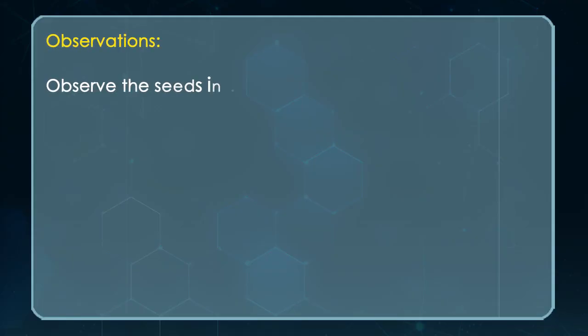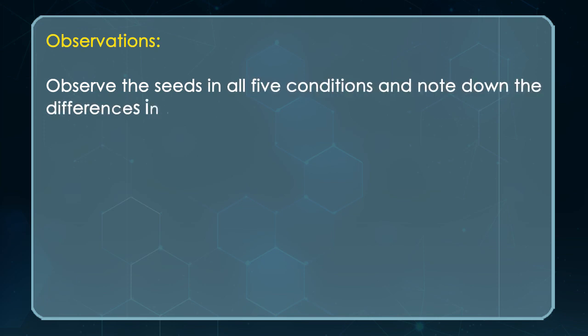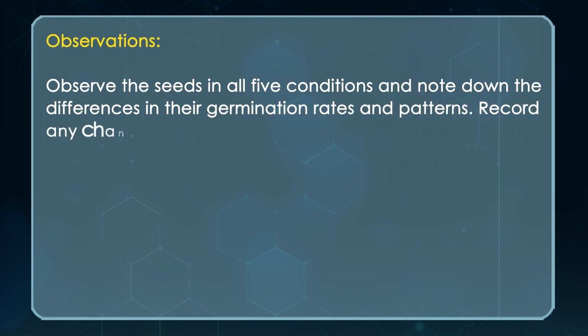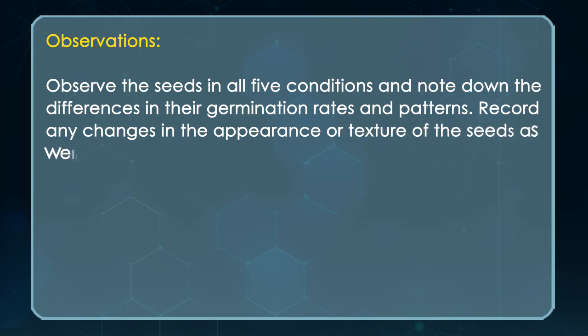Observation. Observe the seeds in all 5 conditions and note down the differences in their germination rates and patterns. Record any changes in the appearance or texture of the seeds as well.